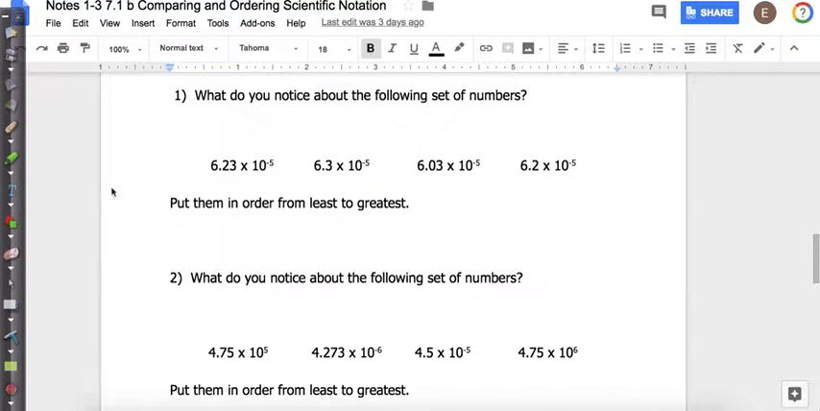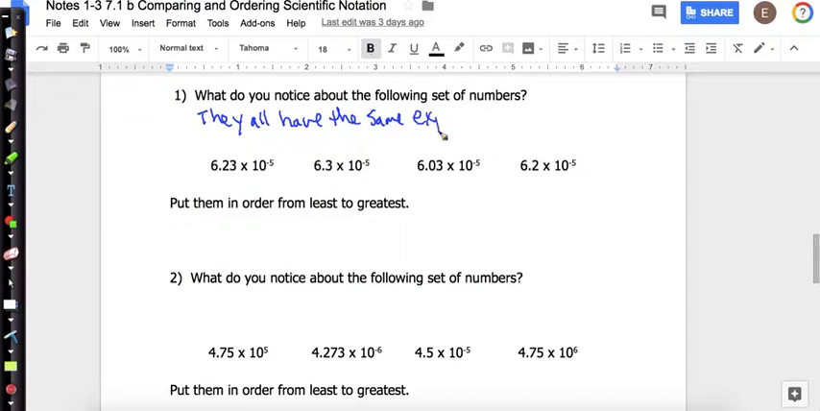It says, what do you notice about the following set of numbers? So look at these numbers, and you should notice something. And of course, you notice they all have the same exponent. So remember yesterday we said if they all have the same exponent, we can just look at the coefficient or the root number. So we're going to line these up, and I'm just going to do it off to the right here.